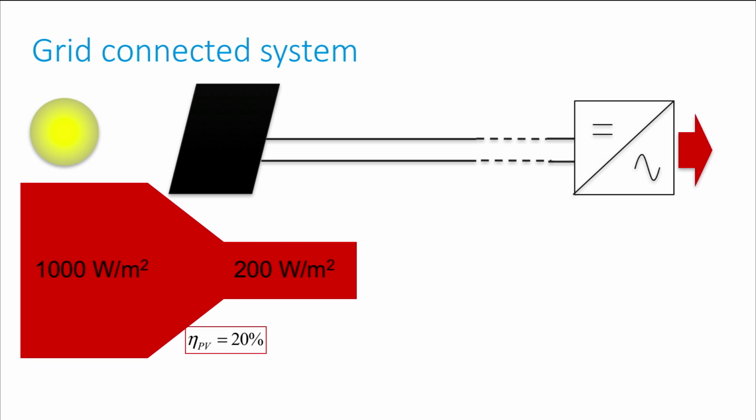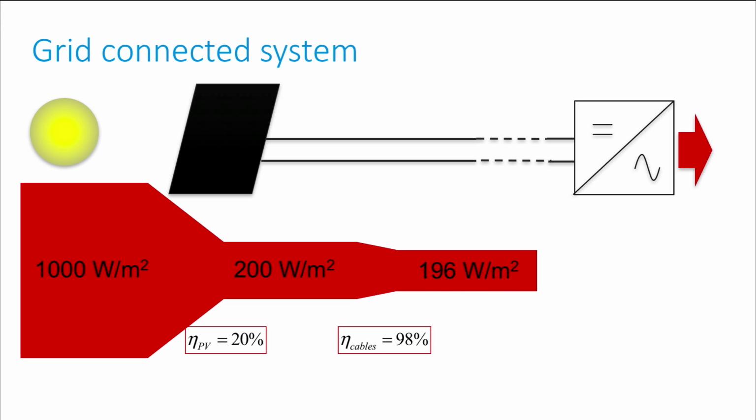The balance of system could be placed at a considerable distance from the PV array to protect the inverter against the weather conditions. In this case, the DC losses might be significant. Depending on the length of the cables and the amount of current through them, this loss could be around 1 to 2%. So in this example, we will assume that the cables have a transmission efficiency of 98%. Therefore, the DC power per area going to the inverters is 196 watts per square meter. Now, let's go to the inverter.